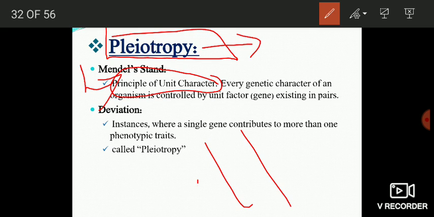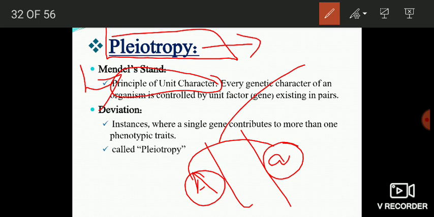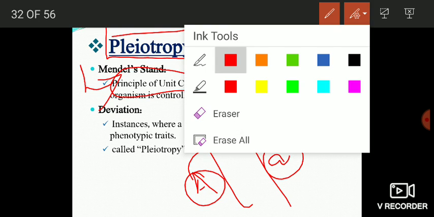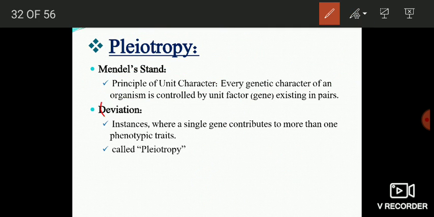यहाँ पे आप देख सकते हैं, this is allele A, this is allele small a. Okay, this is a single gene existing in pairs. And this gene controls, say for example, character X. So as per Mendelism, there is a one-to-one relationship between genes and characters. Okay, this gene controls character X.